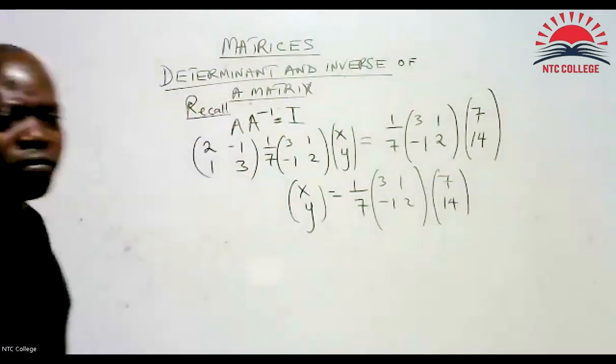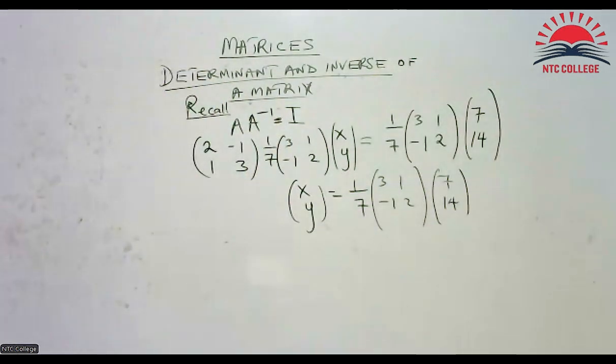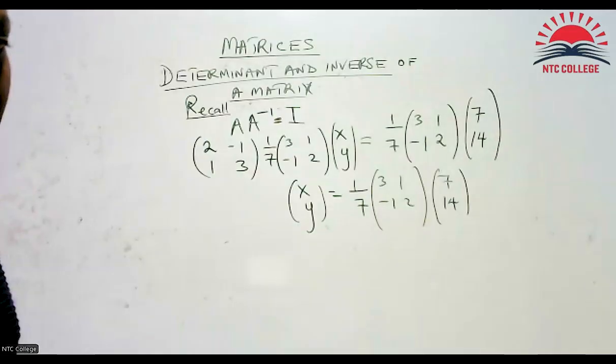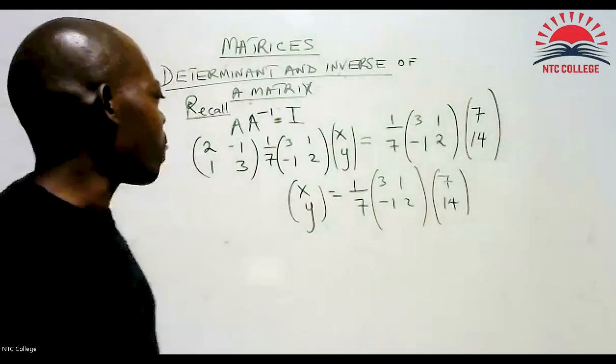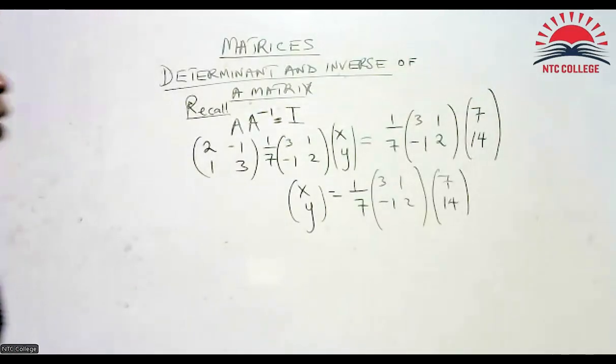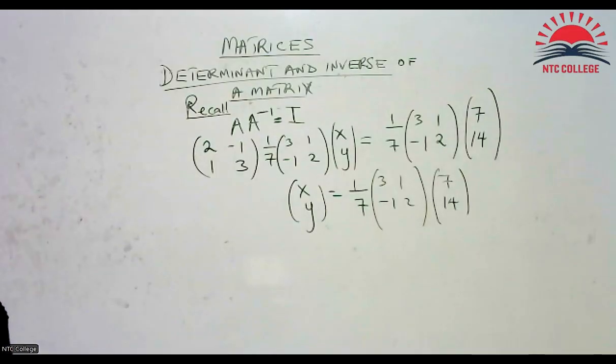We are simplifying further, so it is step by step. So let's get up to this point together. The xy column vector is equated to the inverse times 7 all over 14. Or rather, not 7 all over 14, but the column vector 7, 14.